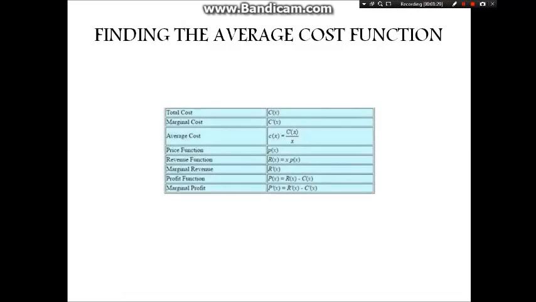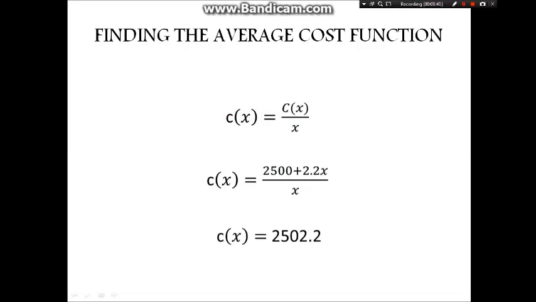Finding the average cost function. Here we see a table that gives all the cost functions. The average cost function is equal to C of x, which is the total cost function, over x. So the average cost function C bar of x is equal to C of x over x. So we substitute the C of x by the total cost function 2500 plus 2.2x and divide it by x, which will be equal to 2500 over x plus 2.2.